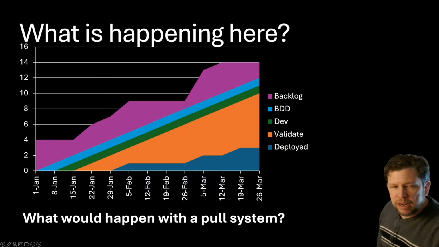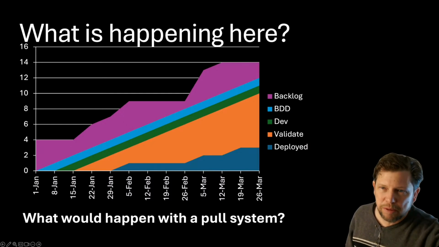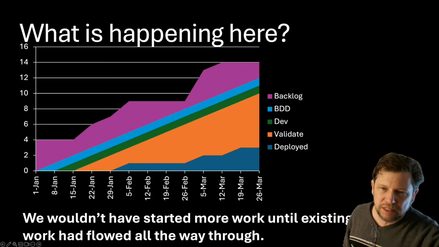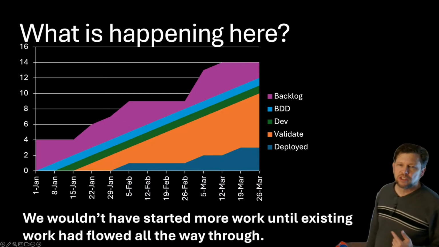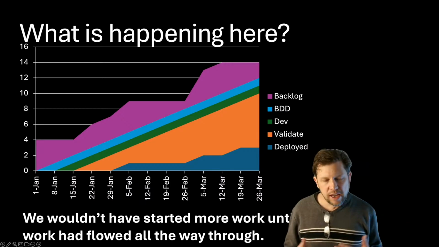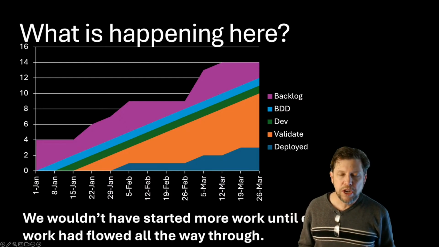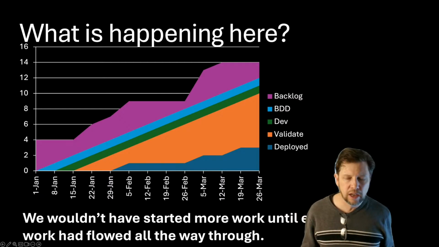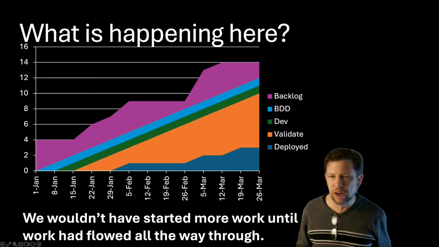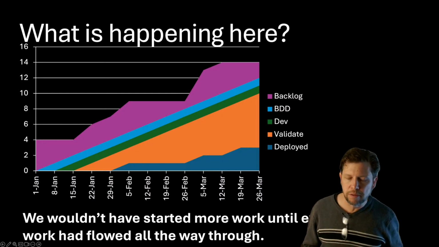So what would happen in a pull system like we described? Well, yes, a WIP limit on validate. In a pull system, it would kind of give us that because we wouldn't have started more work until all the other work had flowed all the way through. So in a pull system, we would have deployed stuff, and then when we didn't deploy anything, we would have said, don't give me anything new for validate. And validate would have told Dev, don't give me anything new because we're not ready for it. And Dev would have told BDD, don't give me anything new. And BDD would not have pulled anything in from the backlog.